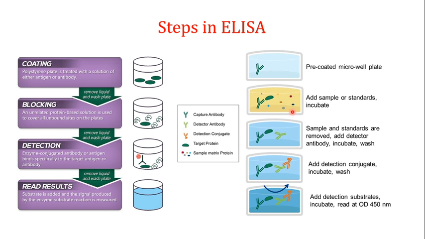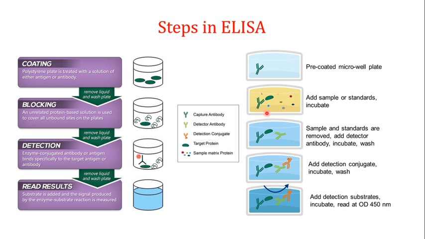Another important thing is that the surface of the microtiter plate can bind with the detection antibody without specifically attaching to the antigen. So you have to ensure that the detection antibody attaches only to the target protein and not to the other surfaces of the microtiter plate. So what you do is block the other attachment sites on the plate by using other kinds of proteins.